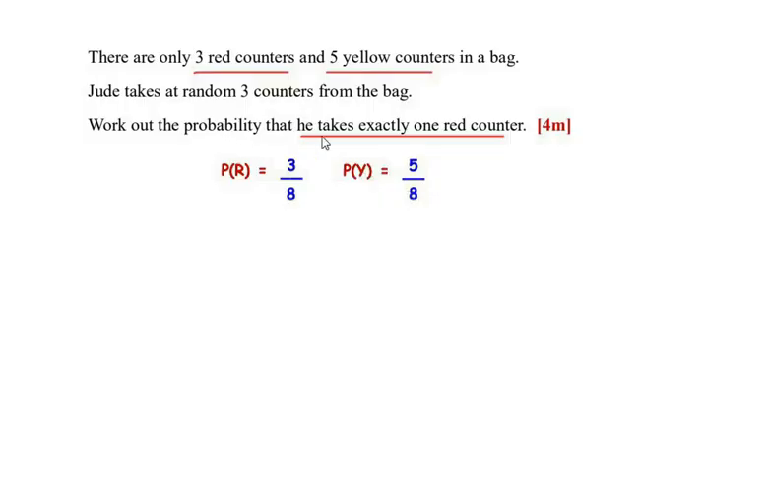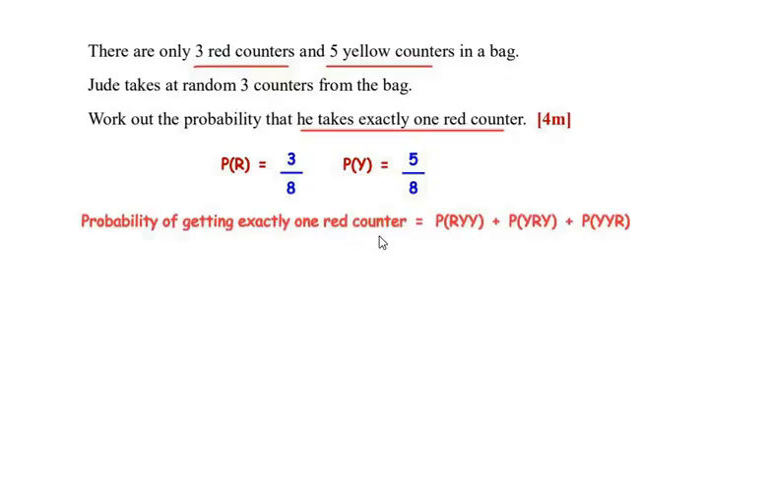Now let us write down the probability that he takes exactly one red counter out of the 3 counters he picks. There is a chance that he's going to pick up the red counter first, followed by 2 yellow counters, or there is a chance that he is going to pick up a yellow counter first, followed by red, and again a yellow counter. Or he's going to pick up 2 yellow counters first, followed by a red counter. So out of the 3 counters he has picked, he picks the red counter only once, as we can see in these 3 possibilities. Let us now write the probabilities in terms of their numbers.